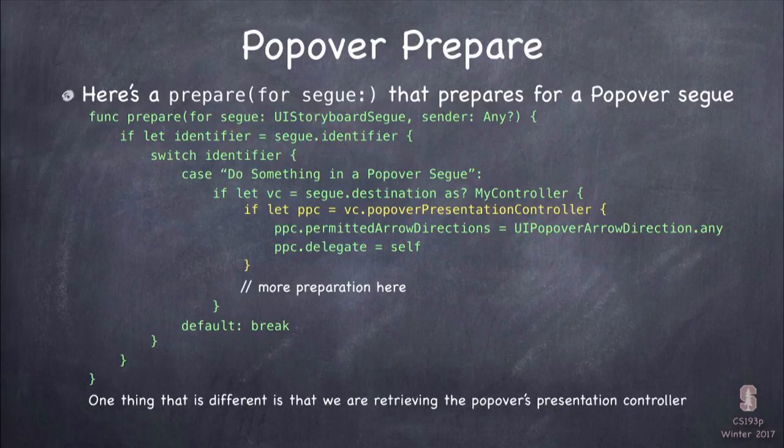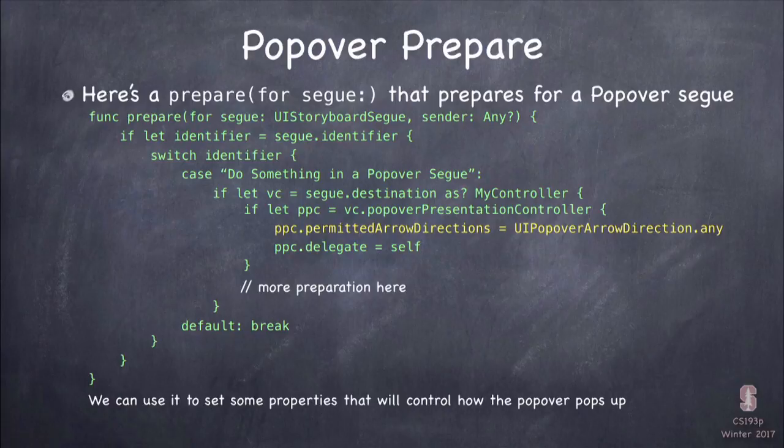Okay, and I get that popover presentation controller, and you can go look at the documentation for it, but one of the things it can do is permitted arrow directions, which will let you set the arrow direction to right, left, up, down, or here I've set it to any, which means I'll let the arrow point in any direction. All right? In addition to doing things like arrow directions, this popover presentation controller also has a delegate.